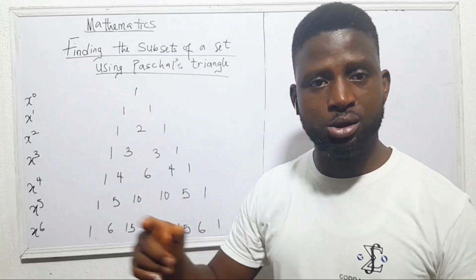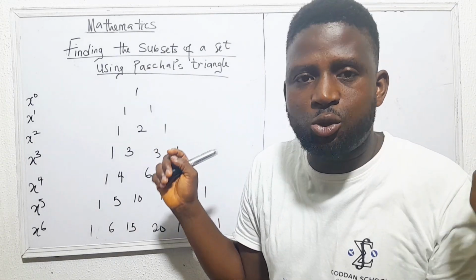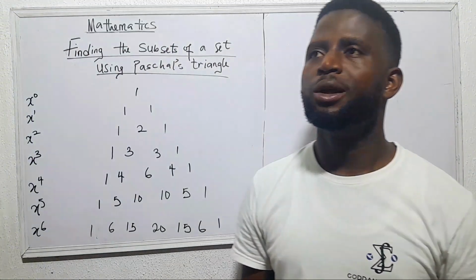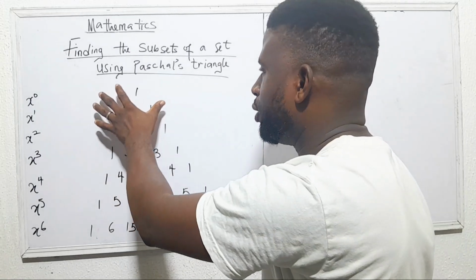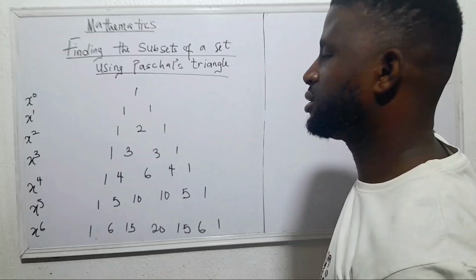Continue like that until you're tired, to any number you want to get to. Whatever number you want to find, just add the preceding numbers, and you get the values for that number. Now, we'll find a way to bring this into our set.